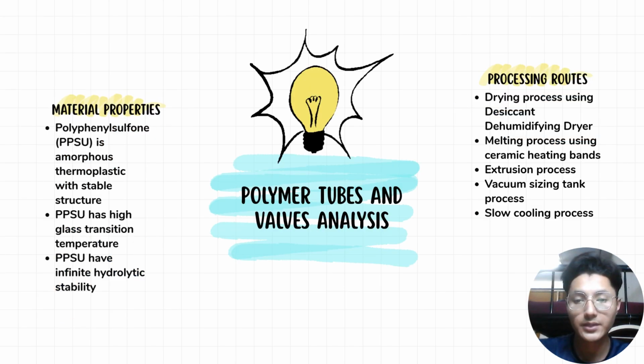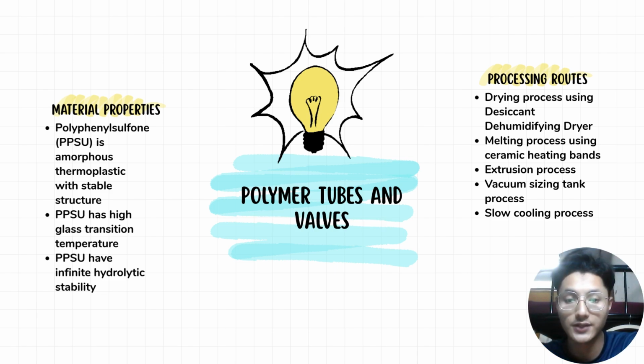For the polymer, polyphenylsulfone (PPSU) tubes and valves are used in autoclaves. First, in material properties, PPSU is an amorphous thermoplastic with a stable structure because it contains benzene groups that link with ether and sulfone groups. Second, PPSU has a high glass transition temperature, which is about 220 degrees Celsius. And third, PPSU has infinite hydrolytic stability because it can resist the hydrolysis process.